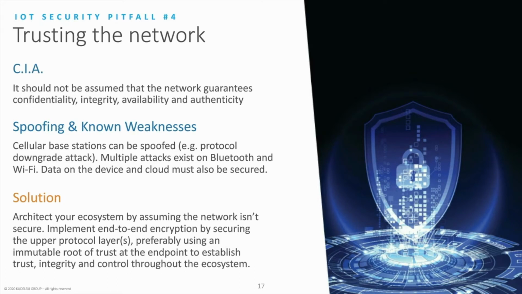And multiple attacks exist also on Bluetooth and Wi-Fi. A couple of them have been released recently on Bluetooth. So you just cannot trust that. So what you want is to architect your system by assuming the network is not secure. And you want to build security on the upper layers, on your application layers. And ideally, you'll use a root of trust to secure that communication.